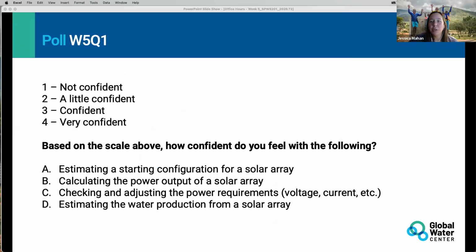For anyone who's just joined us, we just have this poll up. I see several of you have answered it. So we've got this poll up to see where we are on the topics for this week. So it looks like maybe we're lowest confidence on estimating a starting configuration for a solar array, and a little more confidence on other areas. So we can just go through our review today because we cover all of these topics in some of these review questions. And if you have particular questions on any one area, please make sure to raise your hand or type in the chat as we go.